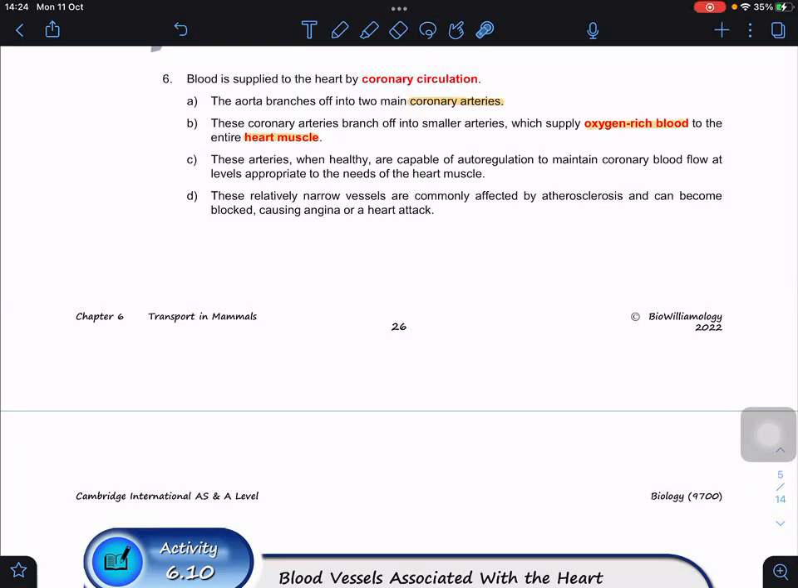Over a long period of time, your blood vessel becomes narrower and narrower due to the build-up of this plaque, or what we call the atheroma. Then it will result in arteriosclerosis, which basically means a blockage of your coronary artery. When there is a blockage in the coronary artery, what will happen here? It will cause angina, chest pain.